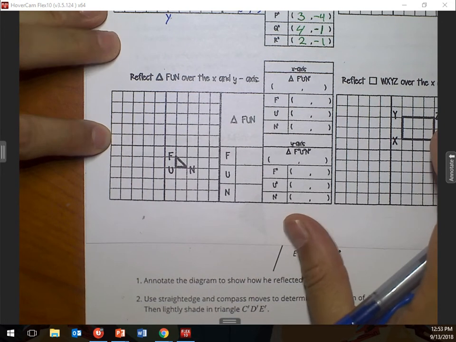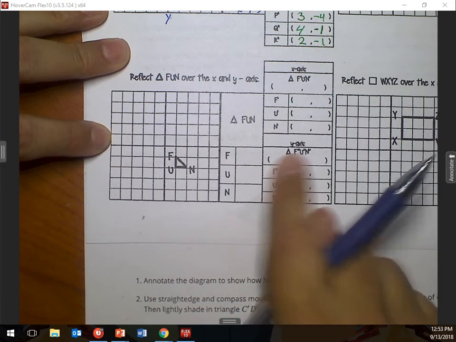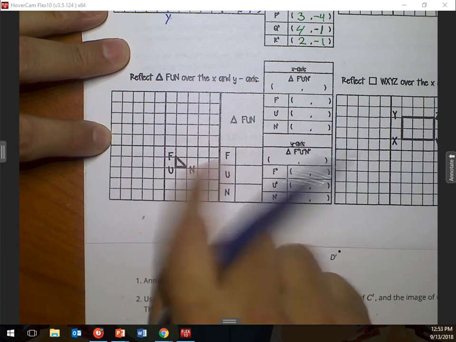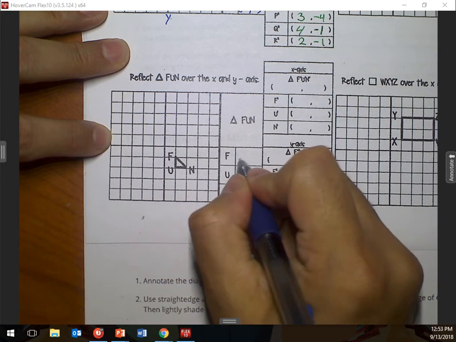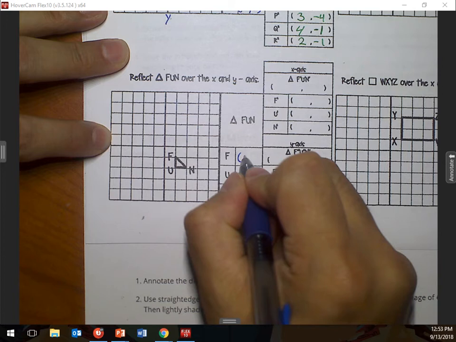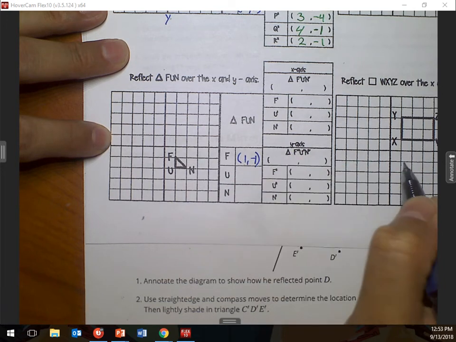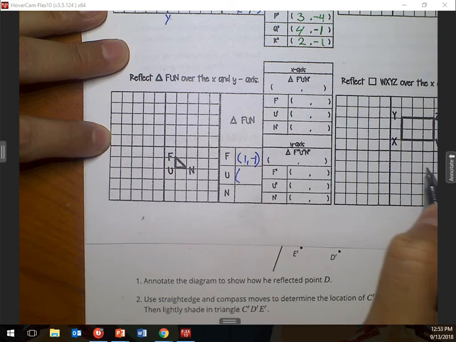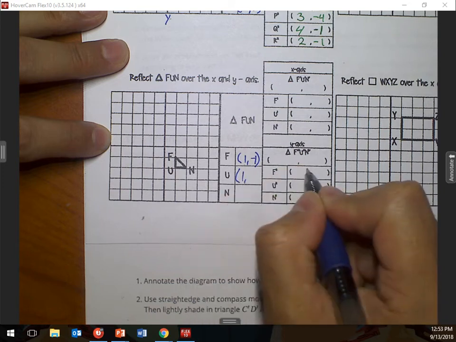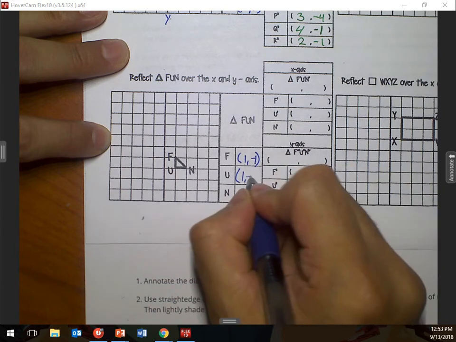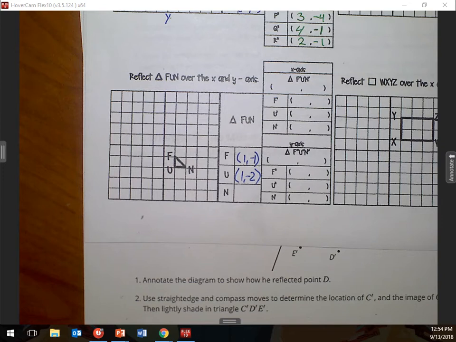Now, let's do our points. Where is F located? Positive one, negative one, right? Where's U? Positive one, negative two.